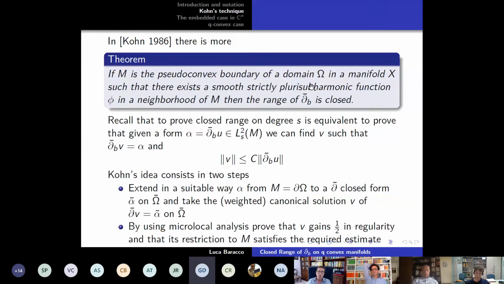Well, it depends on the domain and also on the particular problem that you choose to solve. So you have some freedom when you choose the extension of alpha from M to omega, but you must choose the extension very carefully. So it's a combination of the two things. Okay, thank you.